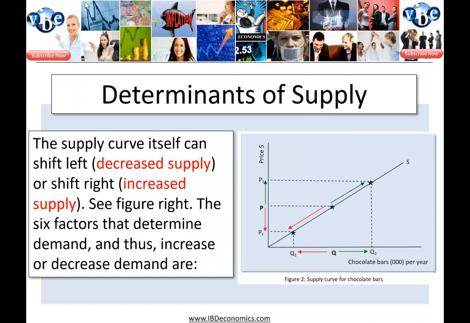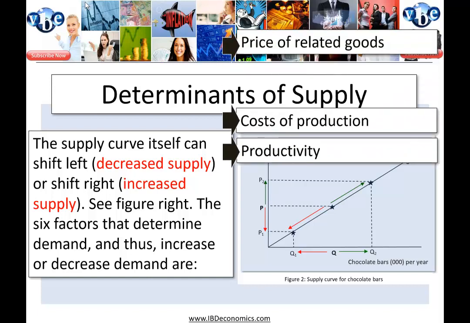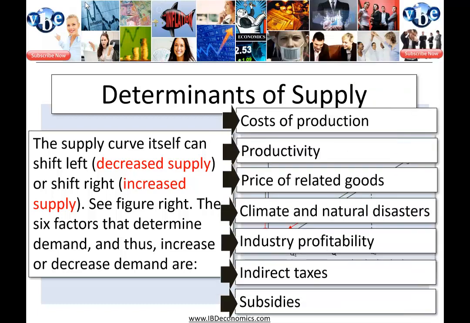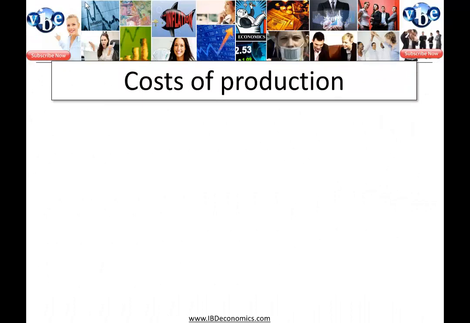Okay, determinants of supply. So the supply curve itself can shift left, indicating decreased supply, or it can shift right, and it's increased supply. If we have a look at the figure, there are 6 factors that determine supply, and thus increase or decrease supply: cost of production, productivity, price of related goods, climate and natural disasters, the profitability of industries, how much tax is placed on the good or service, and whether or not it is subsidized. We'll have a look at each of these quickly in turn.